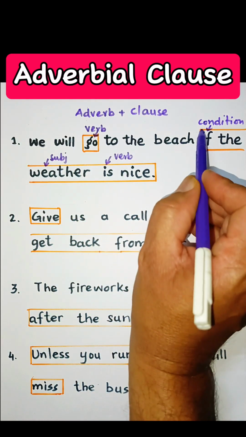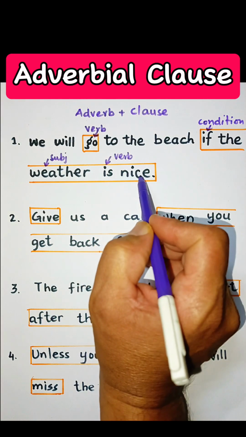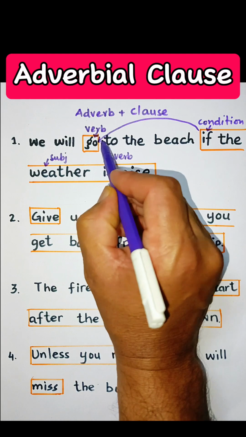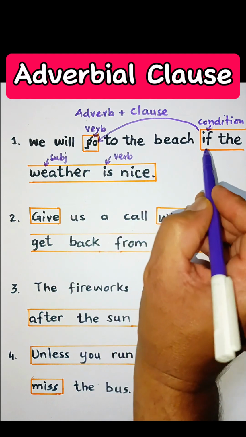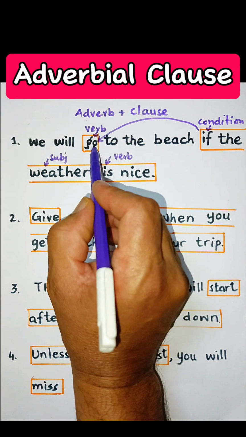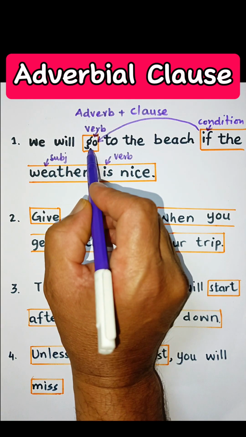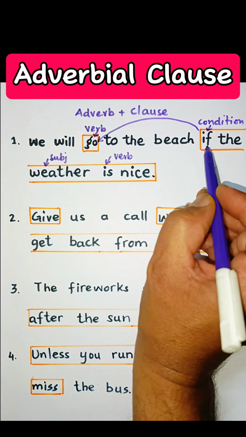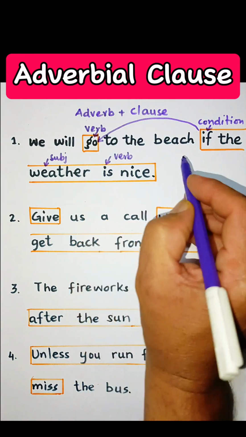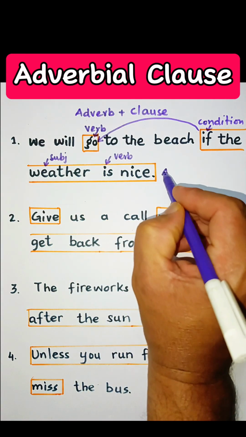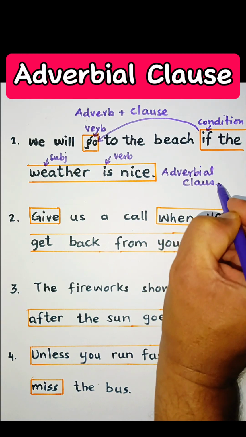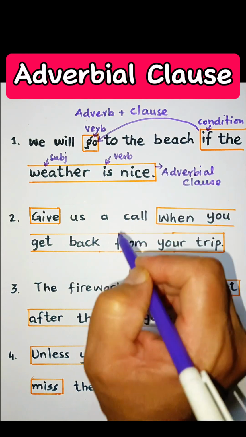So we can see that this particular clause, if the weather is nice, which shows some condition, is adding to the meaning of go, which is a verb. So we can say that this is a clause that is describing a verb or telling us something more about the action, that is go. So if some particular clause is adding to the meaning of a verb, then that particular clause is called an adverbial clause. So this becomes an adverbial clause.